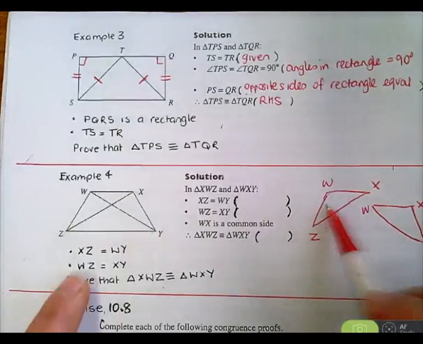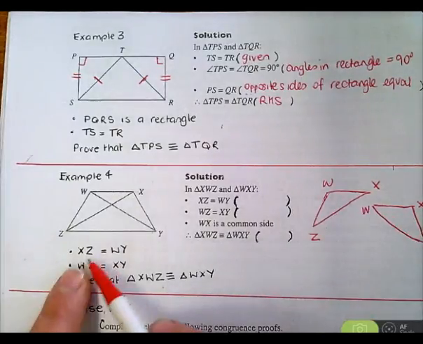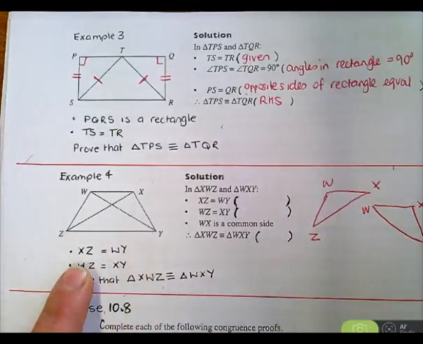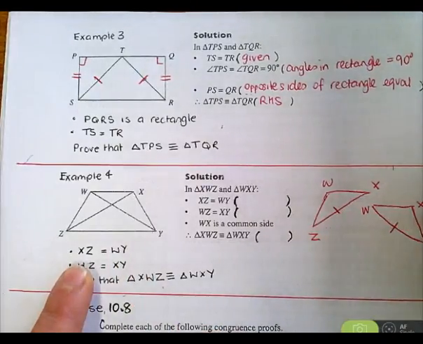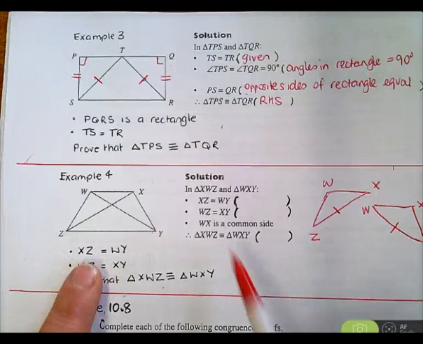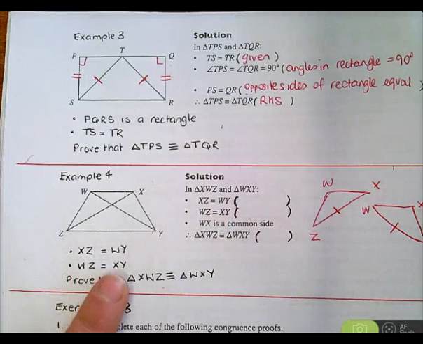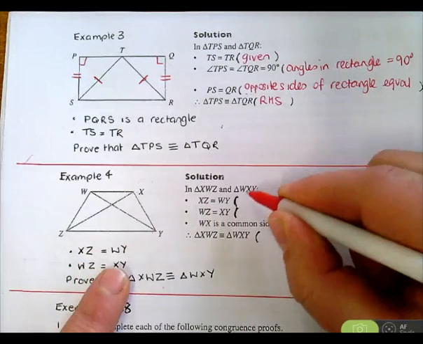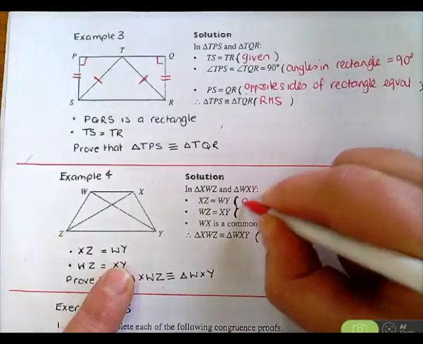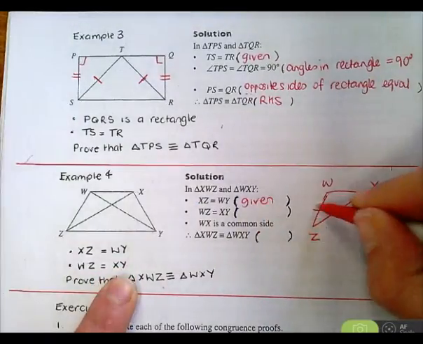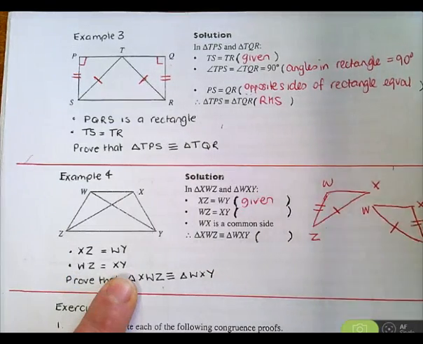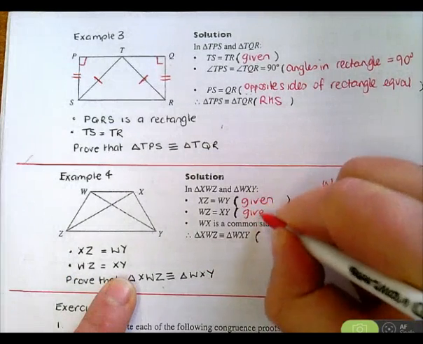So let's mark the information on these two separate ones now. XZ equals WY. So XZ, that one, equals WY, that one. Why am I saying that XZ equals WY? Was it given? Yeah, it is. It's given there. They've also told us that WZ equals XY, so mark these with two dashes. WZ equals XY. That also has been given.